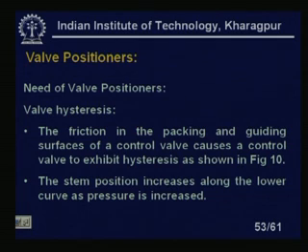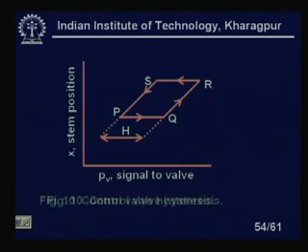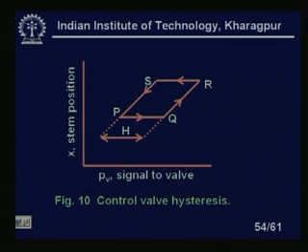The stem position increases along the lower curve as pressure is increased. Let us look at it. I have signaled to the control valve, and this is the stem position, or lift, as we sometimes call it. On the y axis I am placing lift and on the x axis the pneumatic control signals. I am giving the control signals, but I am not getting any stem position. Suddenly there is a stem position, it is increasing, after it overcomes the friction. While I am reducing the signal to the valve, because the x axis is the signal to the valve, the pneumatic signal is reducing but the stem position is not coming down. It will remain in the same position for some time, after that it will go. So, H is the hysteresis of the control valve.